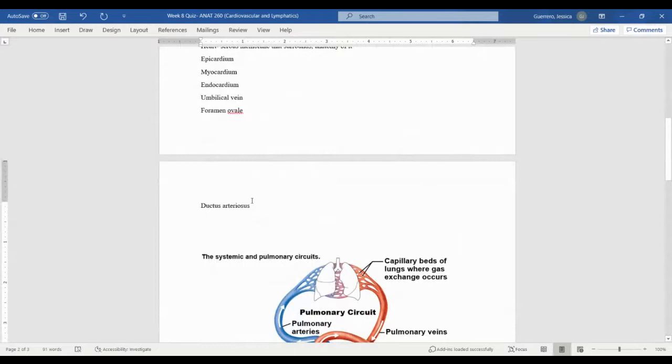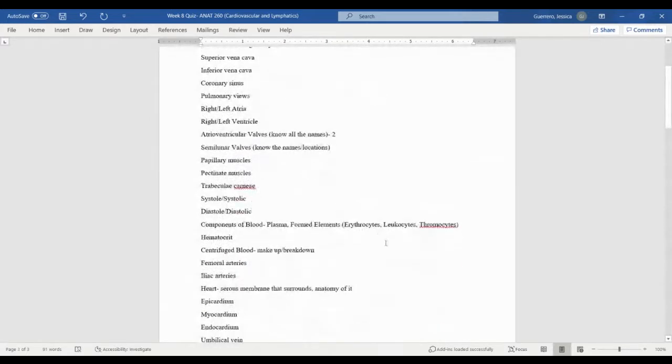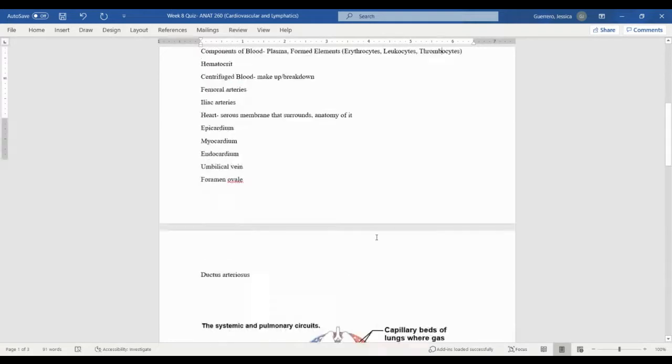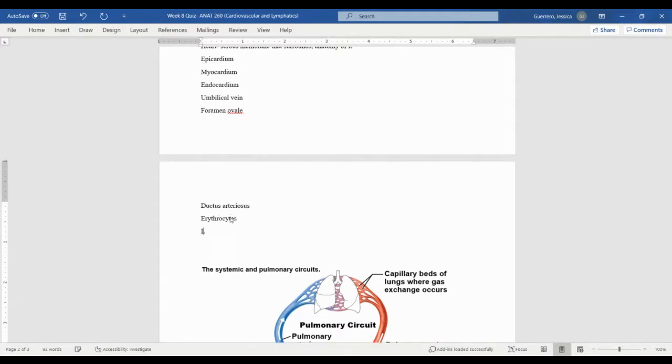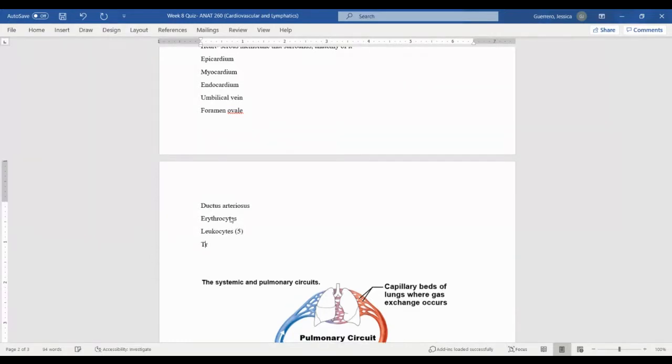So I'm going to finish on the cardiovascular, but I want to bring up the formed elements. I mentioned erythrocytes, leukocytes, and I spelled that wrong, and thrombocytes. You need to know what each of these are, okay? And technically, I'm going to put them back over here again. And there are 5 types of leukocytes, and then thrombocytes.